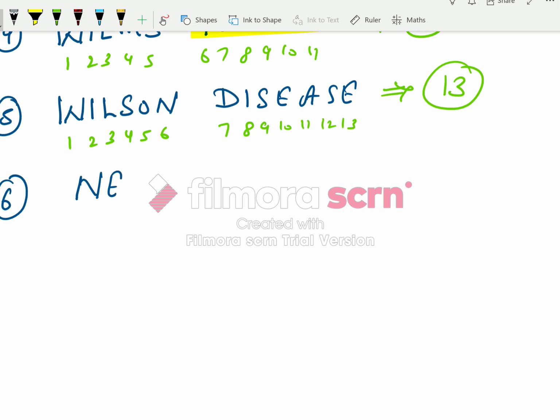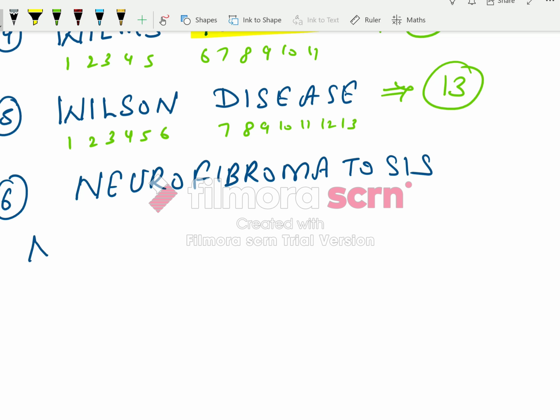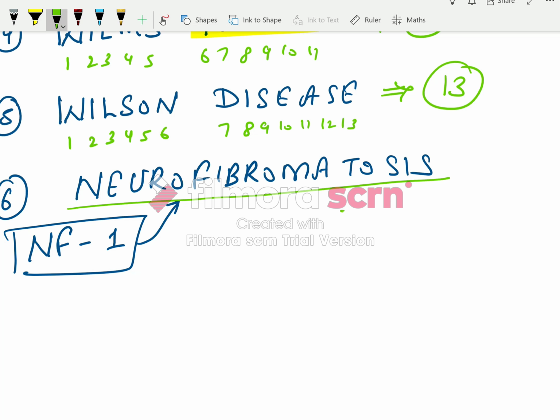Neurofibromatosis type 1. So I am writing this NF1. Neurofibromatosis type 1. If I count this all, it will be 17. Chromosome number 17 in case of type 1.